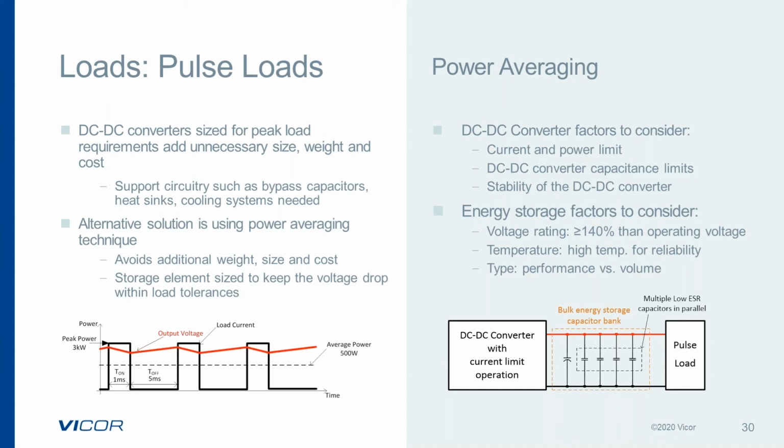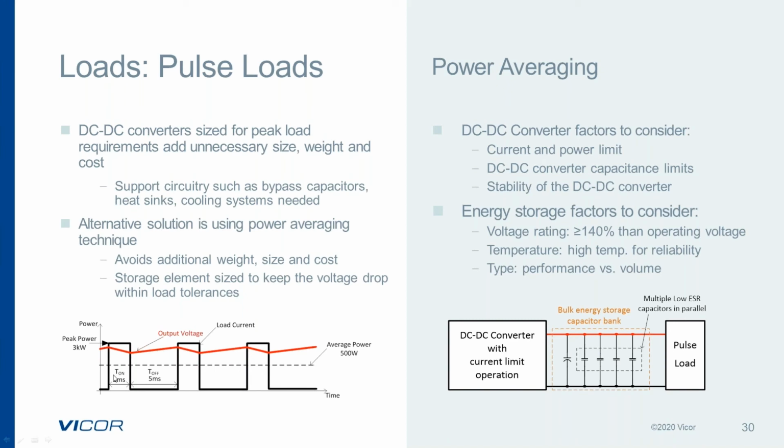So in a pulse load application, you can actually use what's called power averaging, where we store energy in bulk capacitance. And so now the DC to DC converter system can be sized to supply the average current to the capacitors, and the peak energy is actually drawn from the capacitors to the load. So for a 1,000 watt load at a 10% duty cycle, all of the current for that 1,000 watt load is drawn from the capacitors, and the DC to DC converter just replenishes that energy for the next pulse.